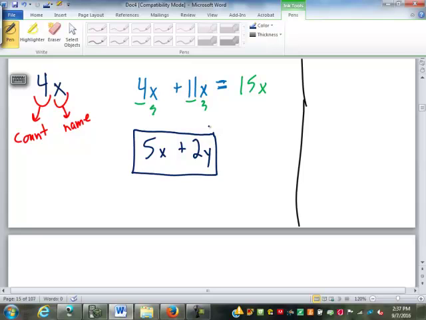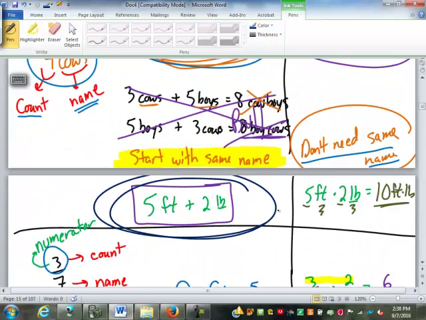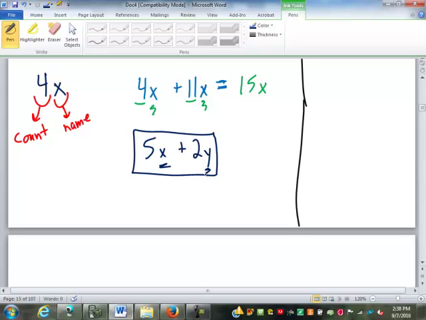I get 5x plus 2y. I cannot combine them any further with addition and subtraction because they have different names. Just like my 5 feet and 2 pounds, they had different names, so I cannot combine them with addition or subtraction. You've always been taught you have to have like terms to add algebraic terms. Well, that's the reason. In any form of number, you have to have the same name to add or subtract.